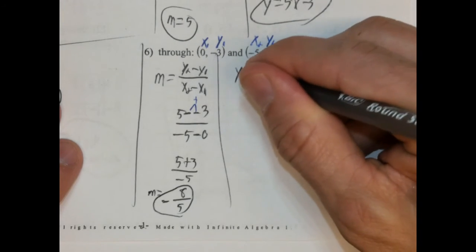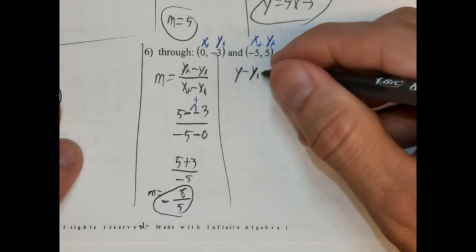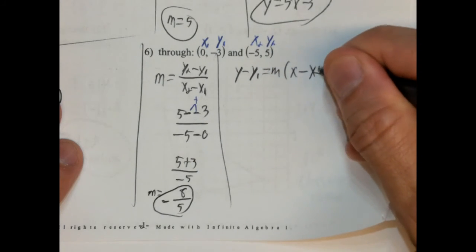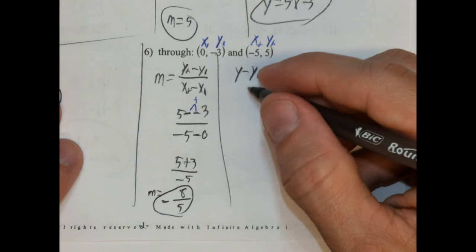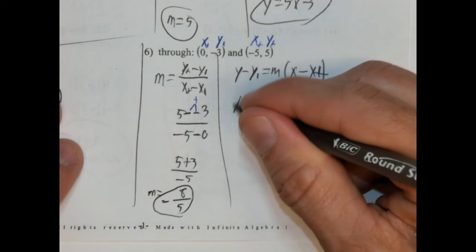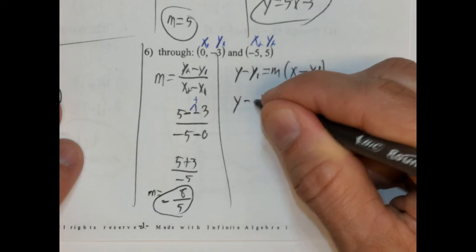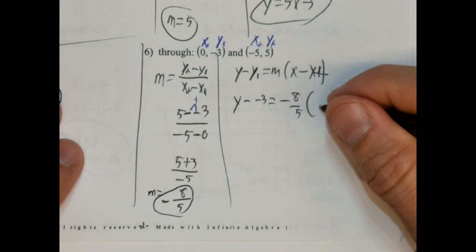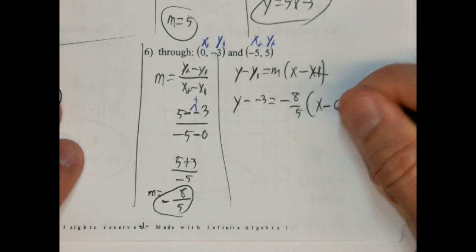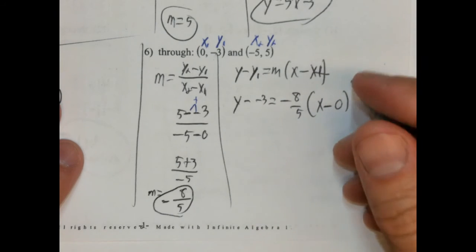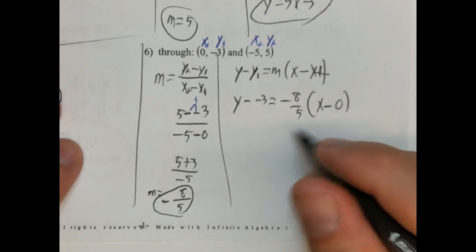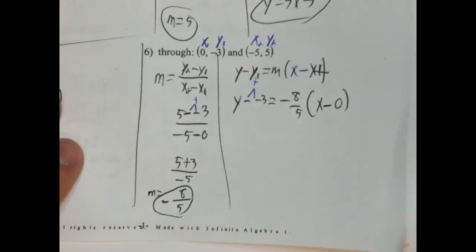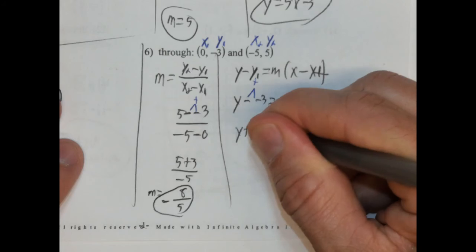All right, y minus y1 equals m parentheses x minus x1. So let's plug these in. So y minus negative 3 equals negative 8 over 5, because that's our m. Parentheses x minus our x1 is 0. Okay. Oh, good. All right, I like that. That is good. So let's change this double negative into a positive. So y plus 3.